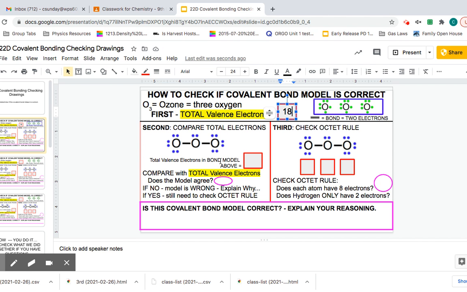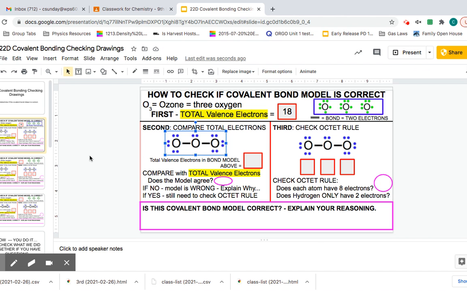So that's that. Second is to compare the total electrons. It says total valence electrons in bond model above. So this is my bond model here. I need to count the number of electrons. Remember, each dot is 1 valence electron, and each line is a bond, which is 2 valence electrons. So in total here, I have 1, 2, 3, 4, 5, 6, 7, 8, 9, 10, 11, 12, 13, 14, 15, 16, 17, 18 valence electrons that are drawn in this model.